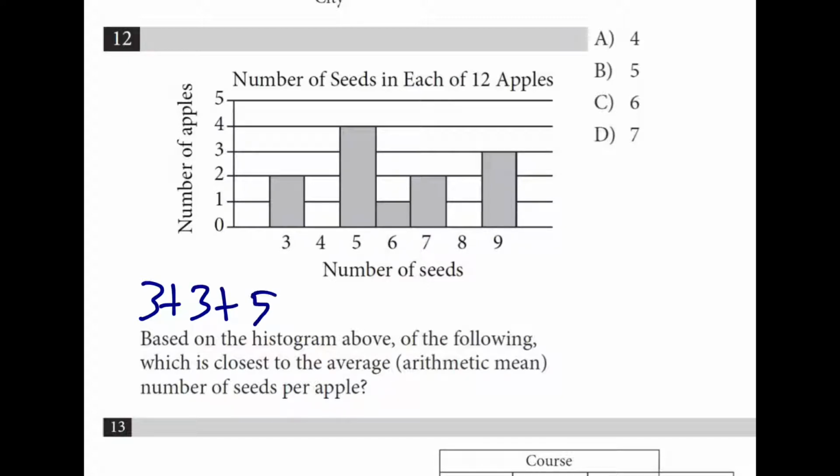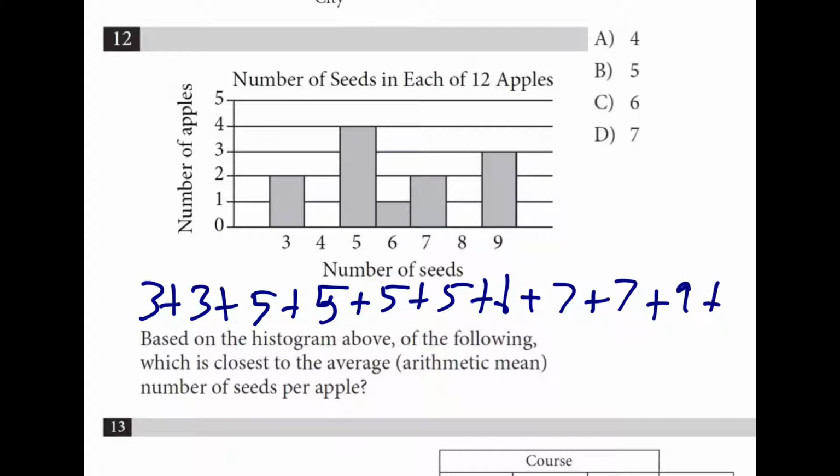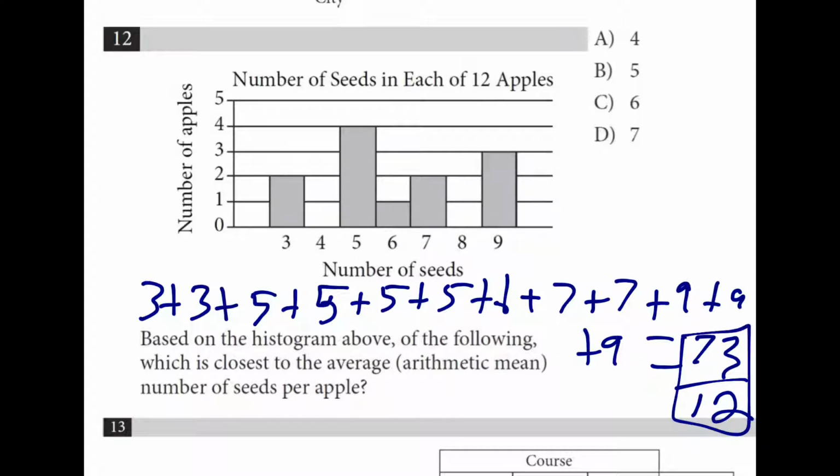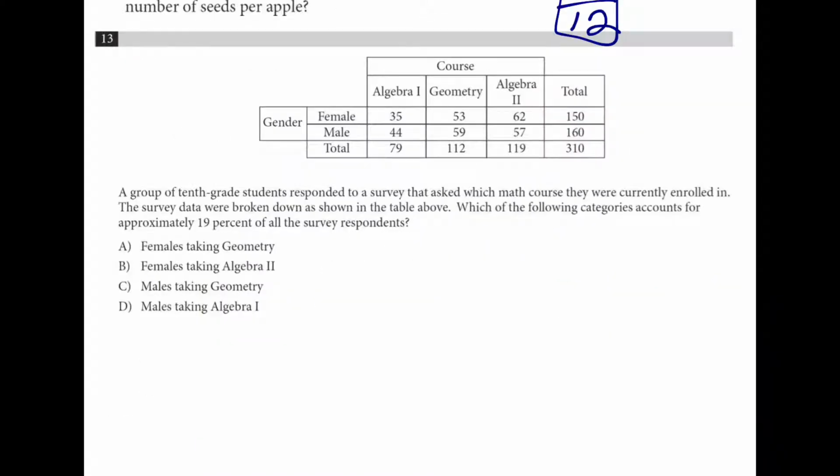We add 5 4 times. We add 6 only once. 7 we add twice, and 9 we add 3 times. All of this gives us 73. We divide by how many apples, which is 12, and we get a decimal, but it's really close to 6. Number 13.